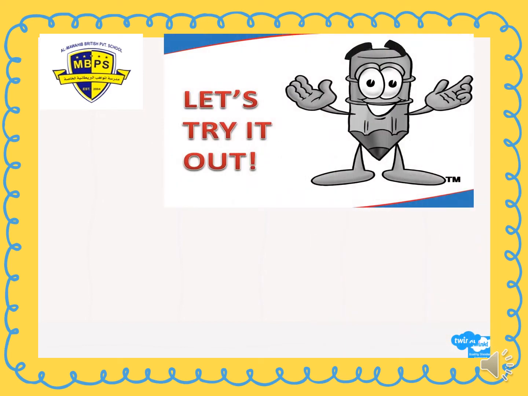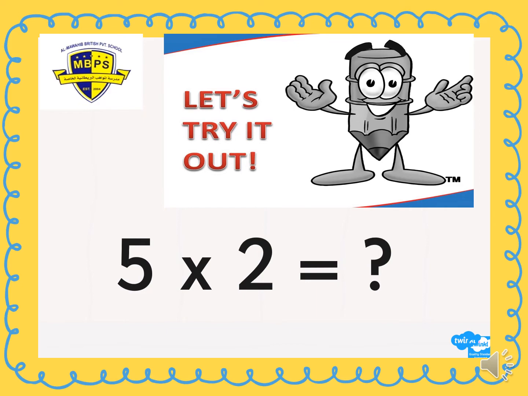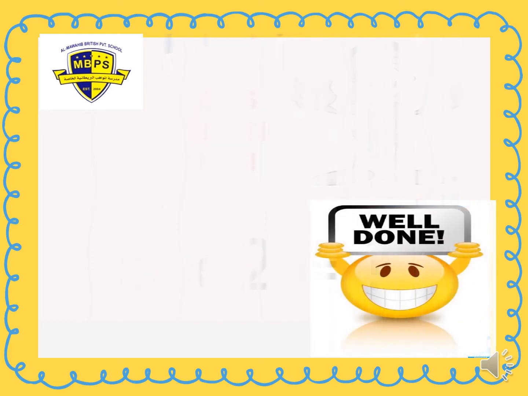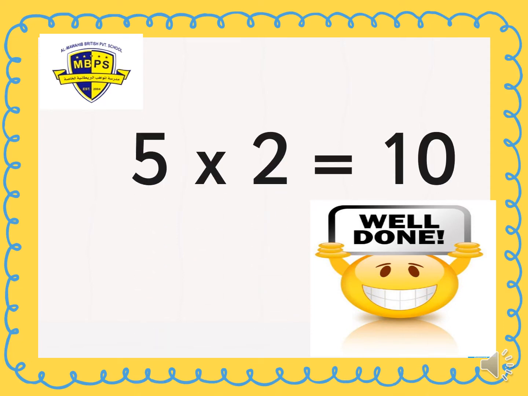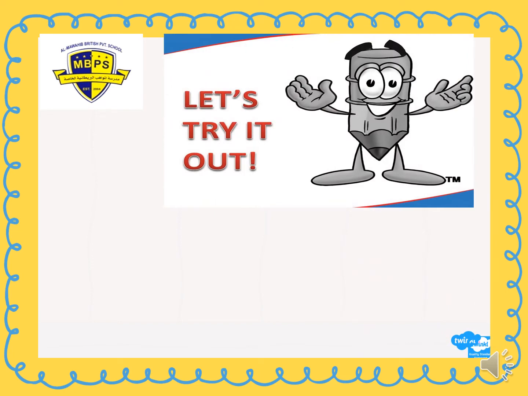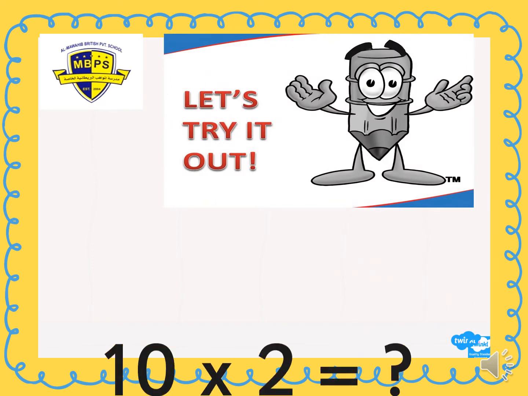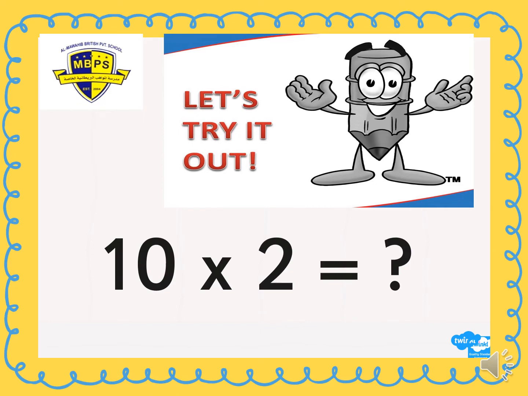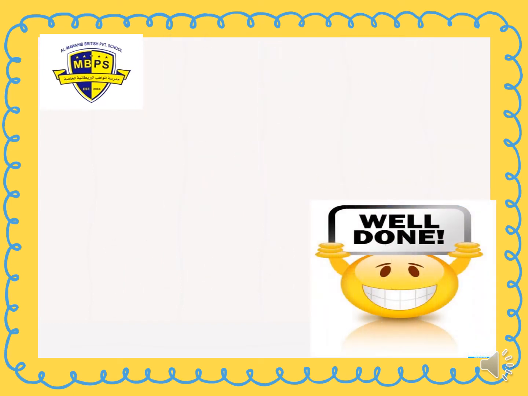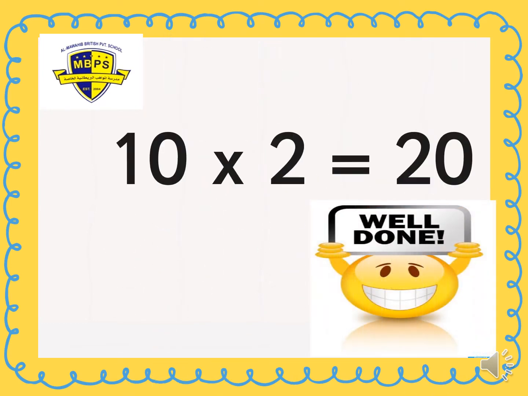Let's try it out. One more. 5 by 2 equal what? Think about the answer. Skip by 2. 5 times 2. Well done. 5 by 2 equal 10. Let's try it out for the last time. 10 by 2 equal what? 10 by 2 equal 20.